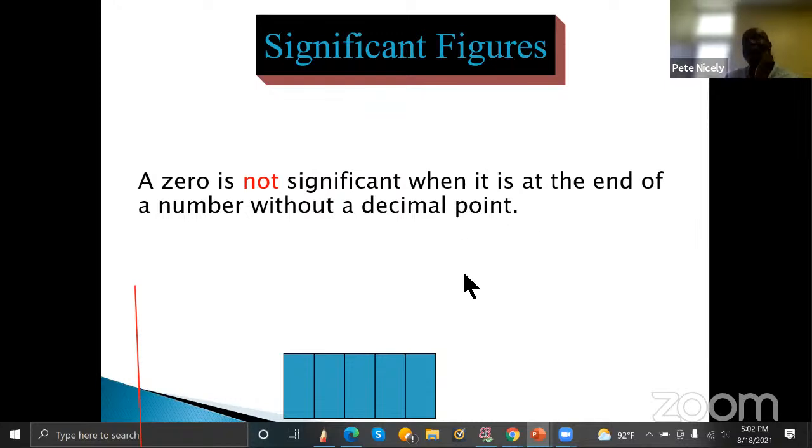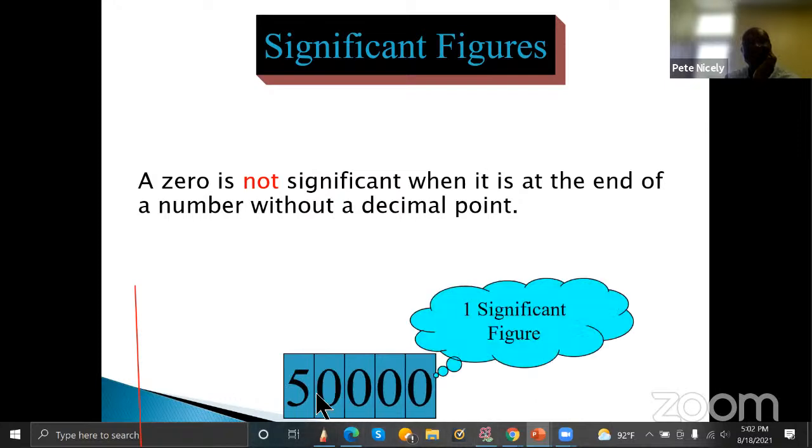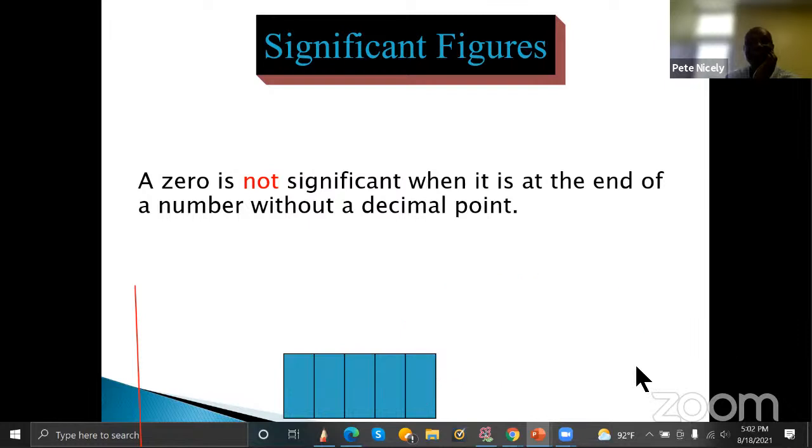So if you have a number where there's zeros at the end of the number, but there's no decimal point anywhere in the number, then those zeros are not significant. So here is the first example. In this case here, we have 4 zeros here. There are no decimal points present. So therefore, the only significant digit is this digit here, the 5, all right? So that's what happens in this case where you have no decimal point and you have zeros at the end of a number. Those zeros will not be significant.